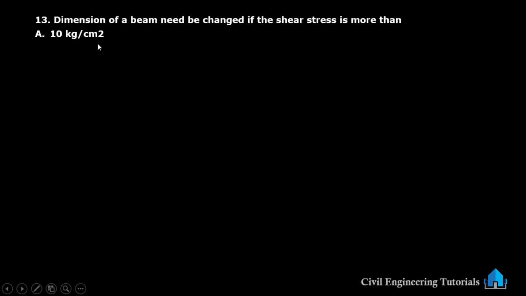Next, dimension of a beam need to be changed if the shear stress is more than option A 10 kg per centimeter square, option B 15 kg per centimeter square, option C 20 kg per centimeter square, and option D 25 kg per centimeter square. So the answer is 20 kg per centimeter square.